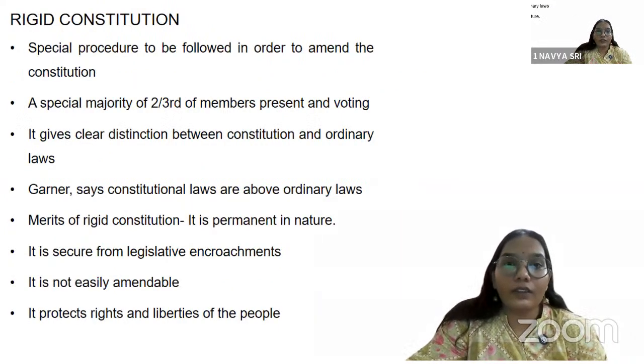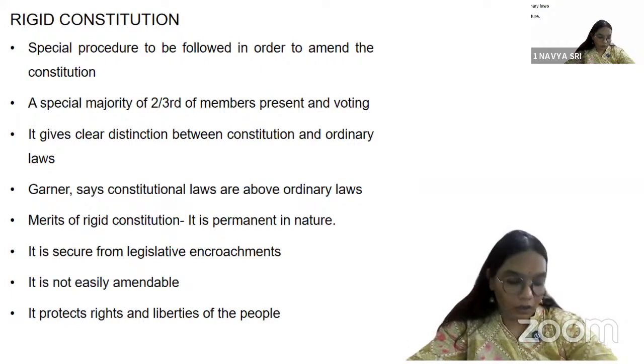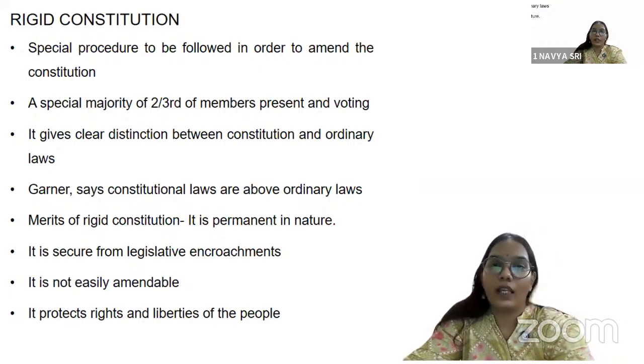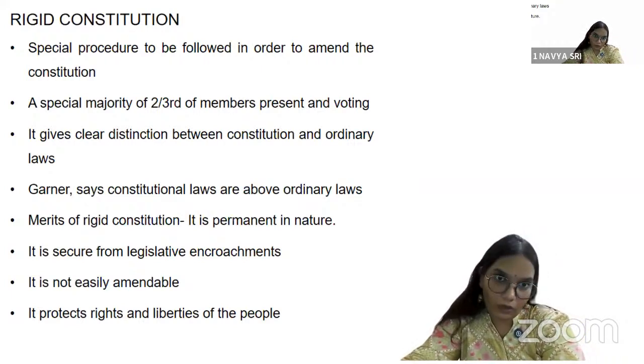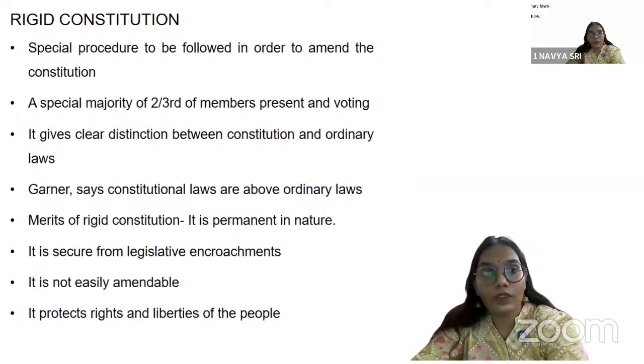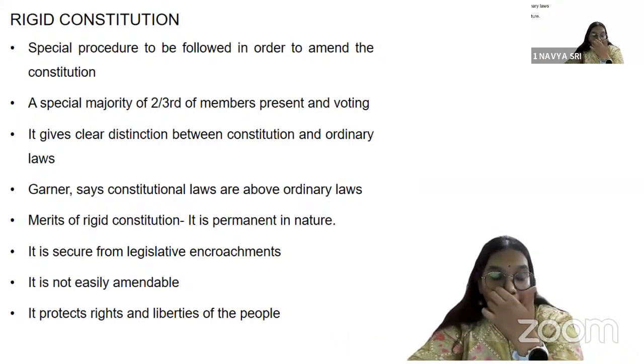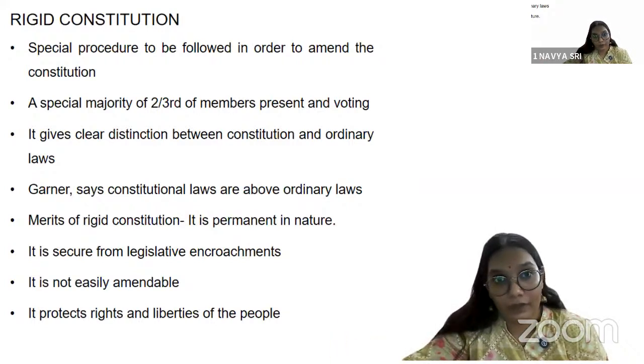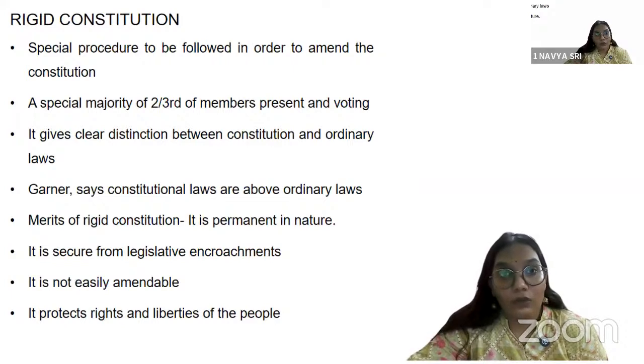Now, next one is the rigid constitution. So what is this rigid constitution? A special procedure has to be followed in order to amend the constitution. Yes, because it's rigid, it cannot be easily amended like the previous flexible constitution. It definitely requires a two-thirds majority present and voting. Also, rigid constitutions give a distinction between what is a constitutional amendment and what is a normal amendment. In India also, we have constitutional amendments and normal amendments.